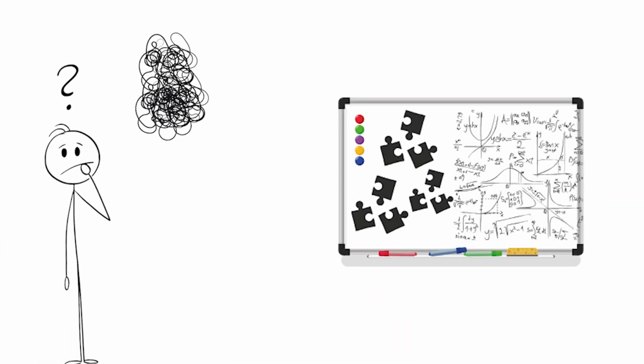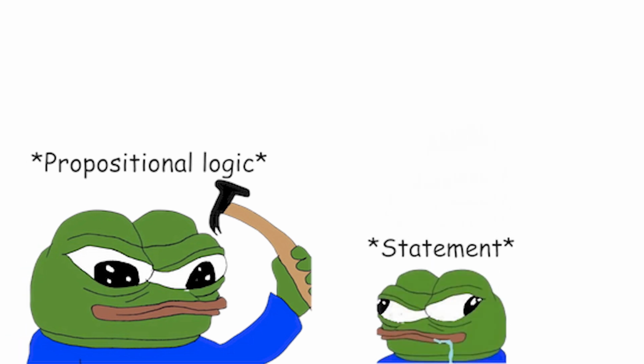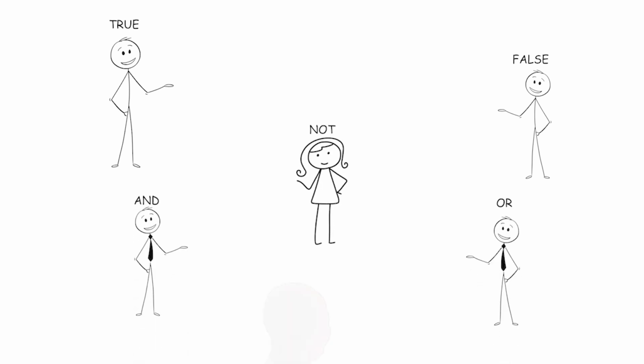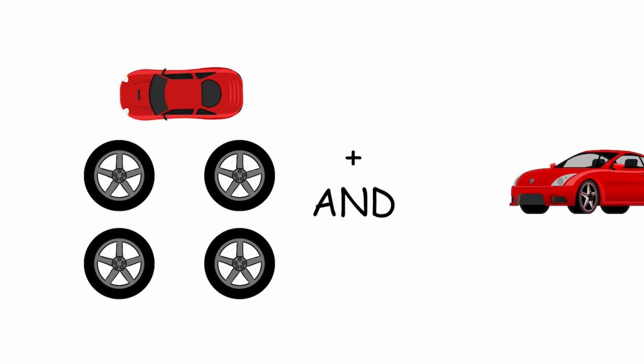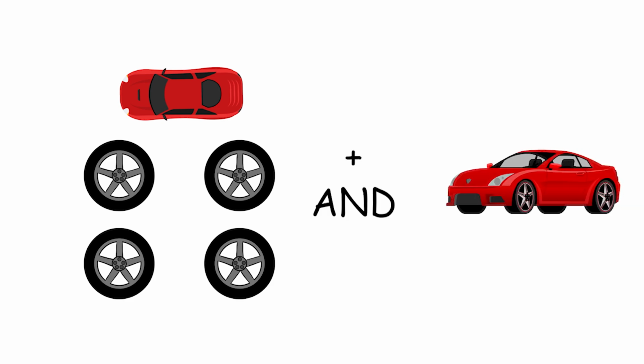Propositional logic. Imagine building blocks for complex ideas. Propositional logic deals with statements, propositions, that can be true or false, and how they connect with words like and, or, and not. Think of combining simple truths to make more intricate ones. Example, the statement, "The car is red and it has 4 wheels," combines 2 propositions using the connective and.